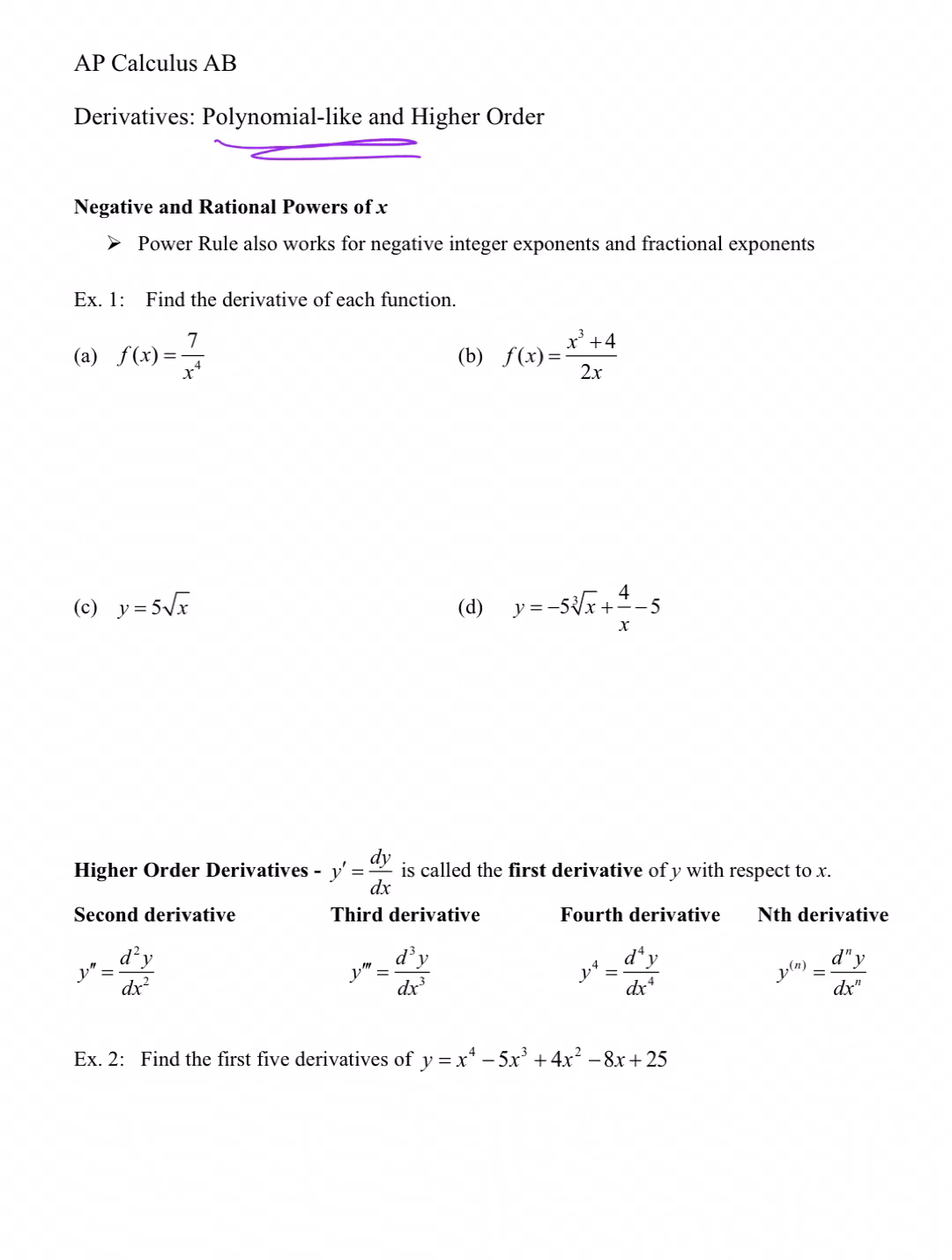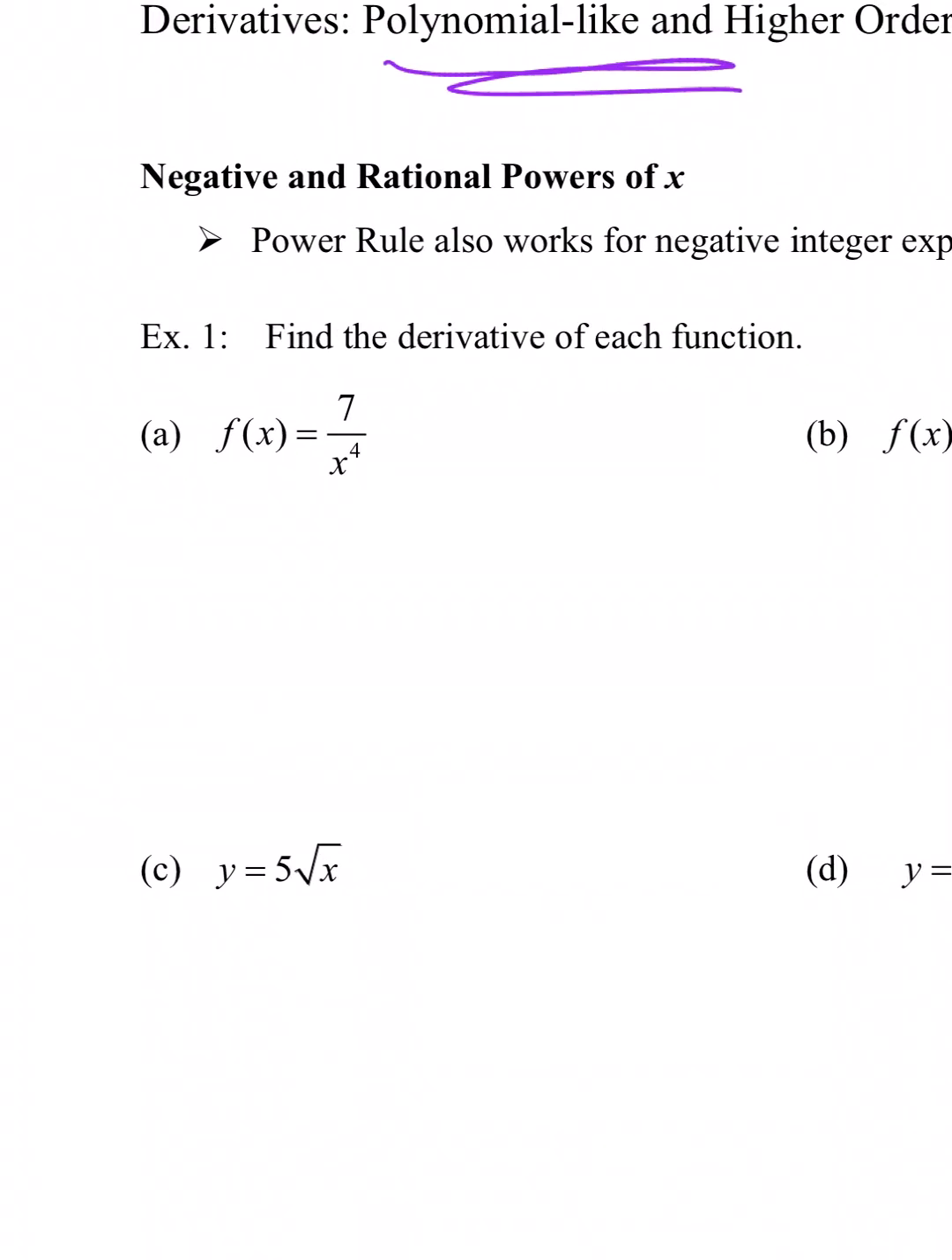So if you take a look at example A, I'm going to rewrite this as 7 times x to the negative 4. Because the way it originally looked, the way it was given to you, it's not a polynomial. But the way that I wrote it, now it is.